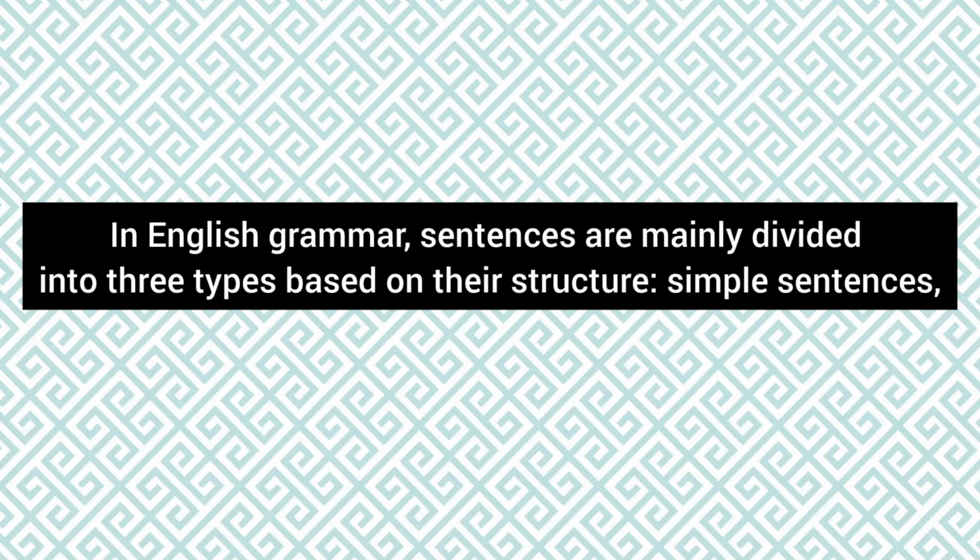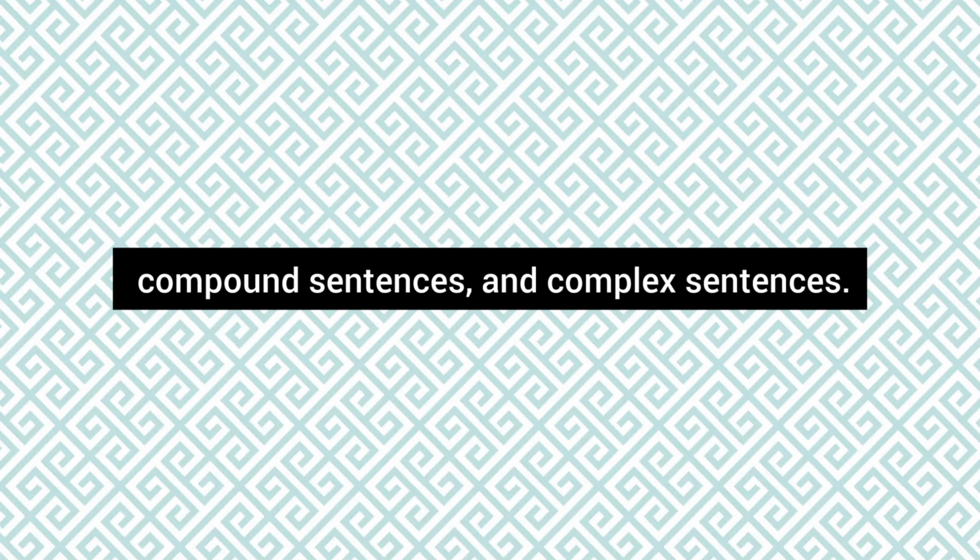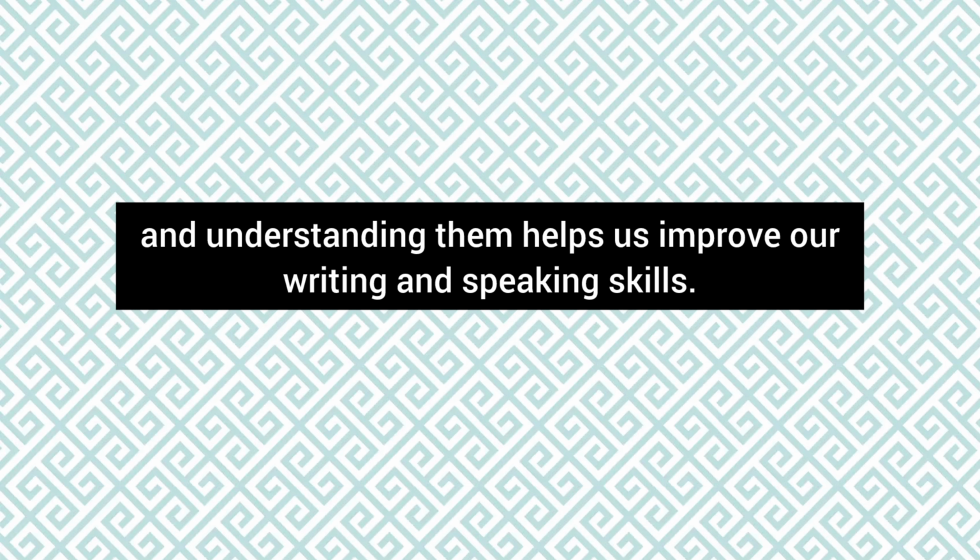In English grammar, sentences are mainly divided into three types based on their structure: simple sentences, compound sentences, and complex sentences. Each type has its own structure and purpose, and understanding them helps us improve our writing and speaking skills.